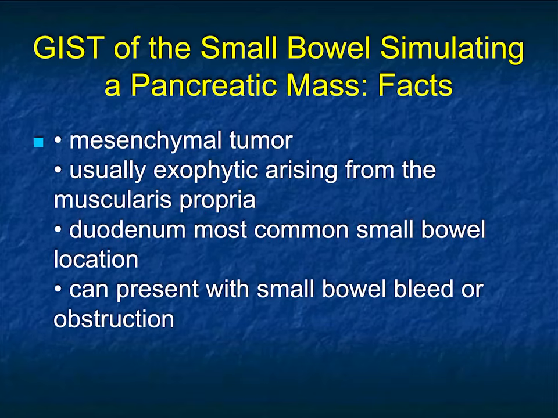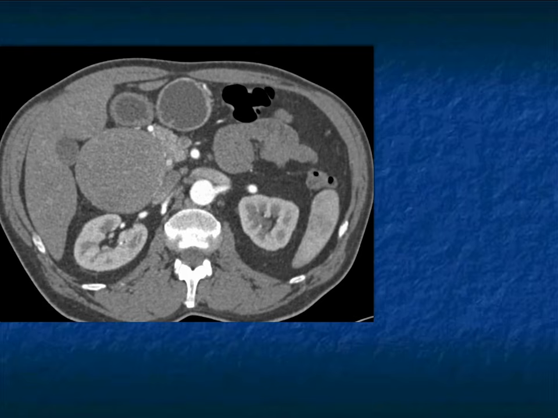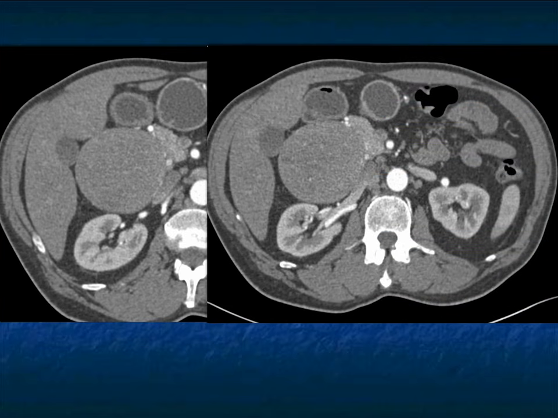GISTs tend to be exophytic, and carcinoids tend to be endoluminal, so that can be somewhat helpful. But when you see a mass like this and you think it's pancreas, but you don't see a dilated common duct and pancreatic duct, you know it's not going to be pancreatic adenocarcinoma. So you have to think, what could this be? Could this be duodenum? That's a good thought. Could this be nodes? That's a possibility.